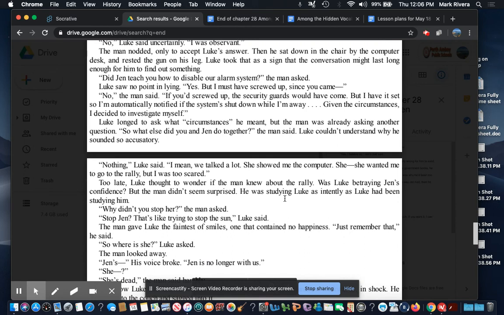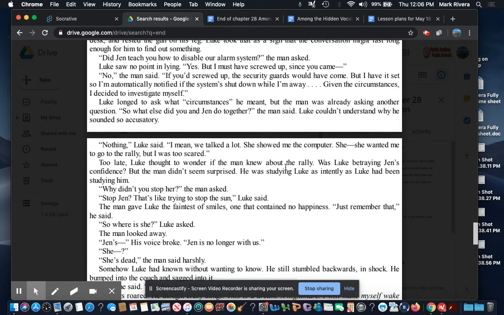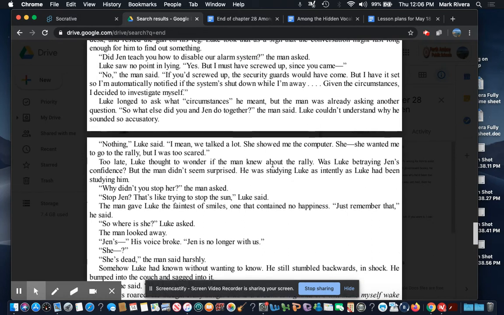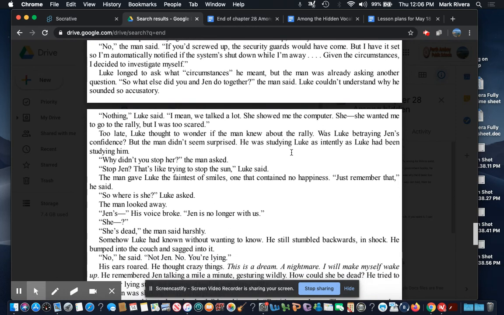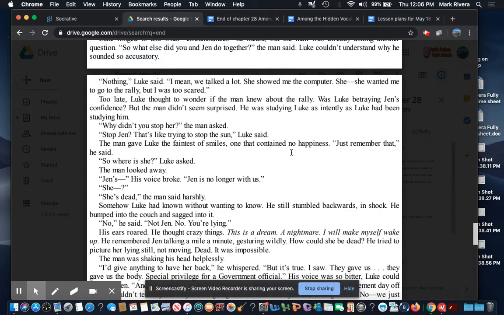"If you screwed up, the security guards would have come. But I have it set so I'm automatically notified if the system shut down while I'm away. Given the circumstances, I decided to investigate myself." Luke longed to ask what circumstances he meant, but the man was already asking another question. "So what else did you and Jen do together?" the man said. Luke couldn't understand why he sounded so accusatory.